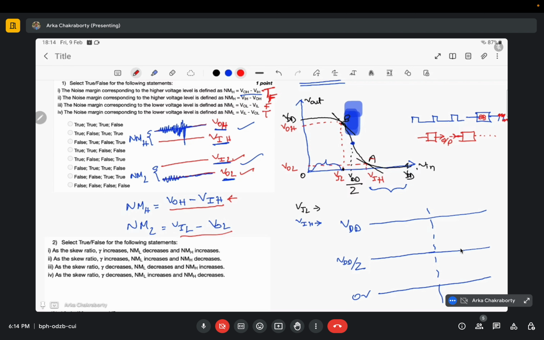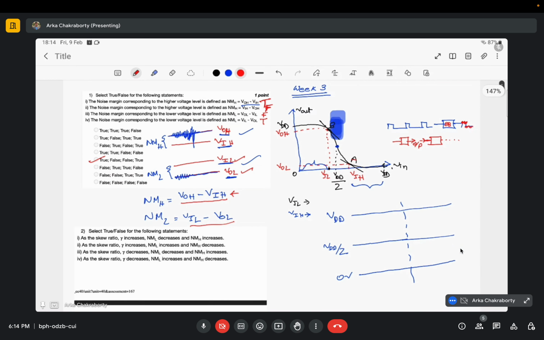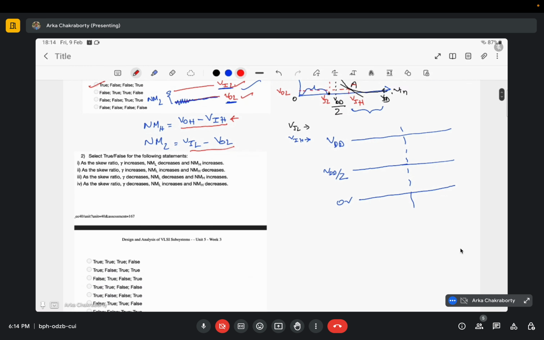So the result is true, false, false, true. So this one is the correct answer. True, false, false, true. Clear? Any confusion? I hope there is none. Okay, let me move to the second question.